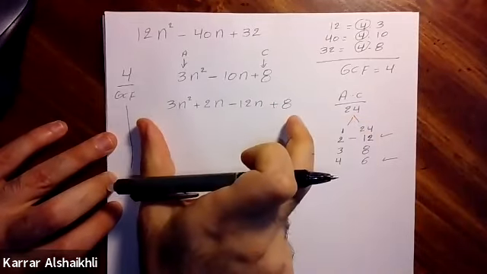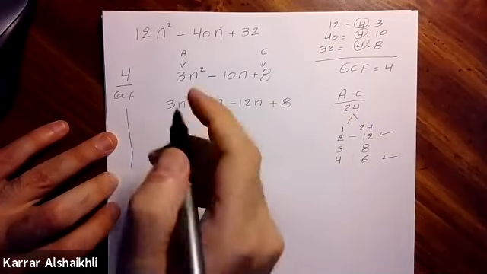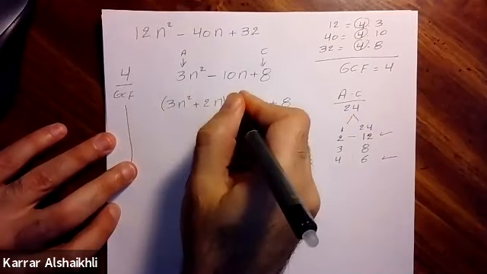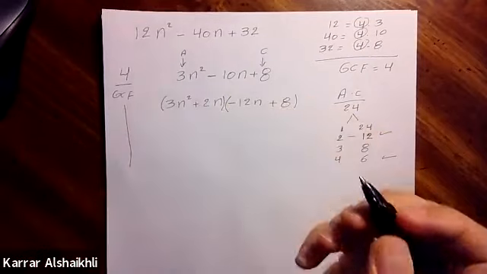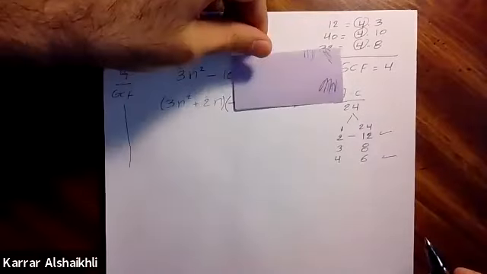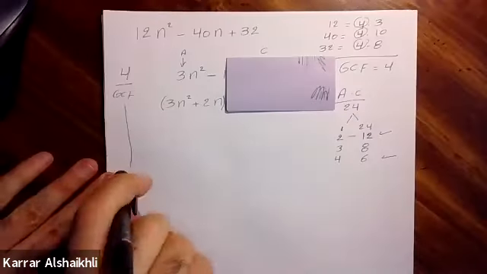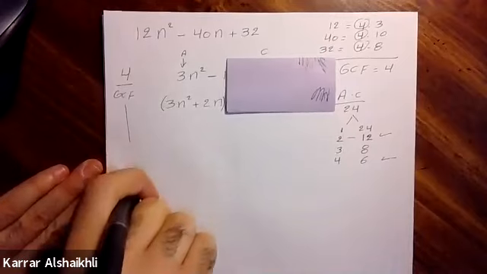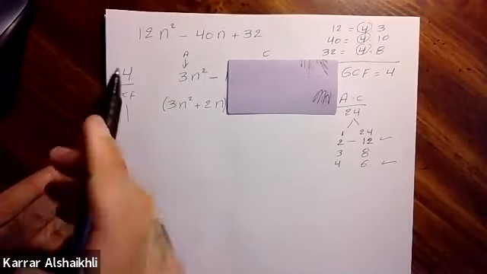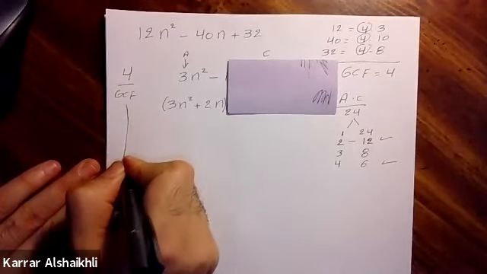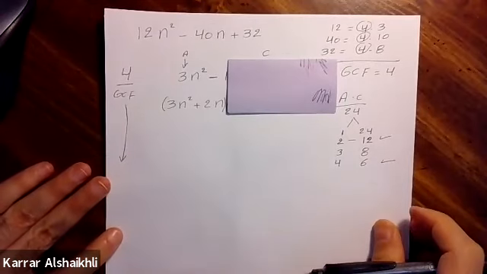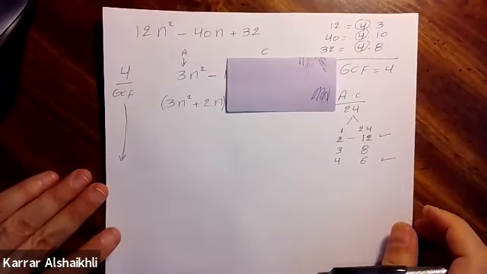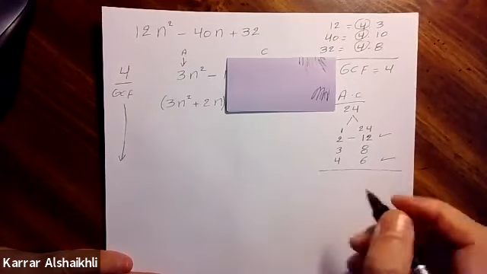Now I have 4 terms. I'm going to group the first 2 terms and the last 2 terms. Now let's check. What's the common? I'm going to hide this one. What's the common between 3n squared and 2n? I need to work on this one on the side. Tell me, what's the common? N. So the common is n.